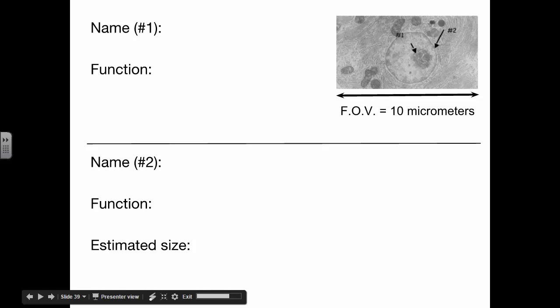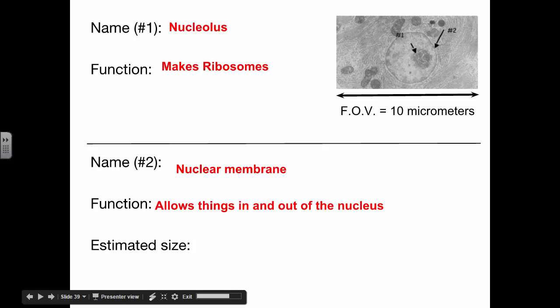Now, we have a couple things here. First of all, what would you call this whole thing? Whole thing there, Alex? Yeah, that whole thing is the nucleus. The outer layer is the nuclear membrane. What's this dark circle inside, Ryan? Inside the nucleus, a dark area, Casey? The nucleolus, yes. So one is the nucleolus. Its job is to make the ribosomes. Number 2 is the nuclear membrane. And it basically just separates the nucleus from the outside and allows things in and out.